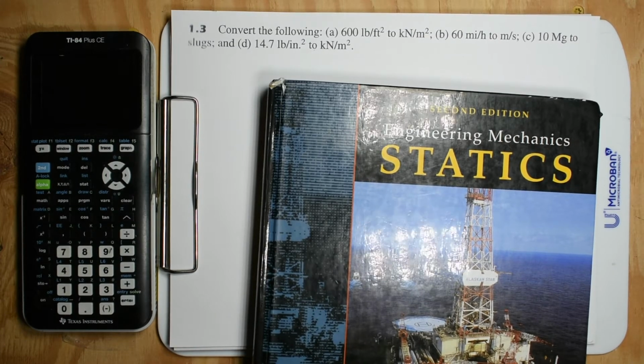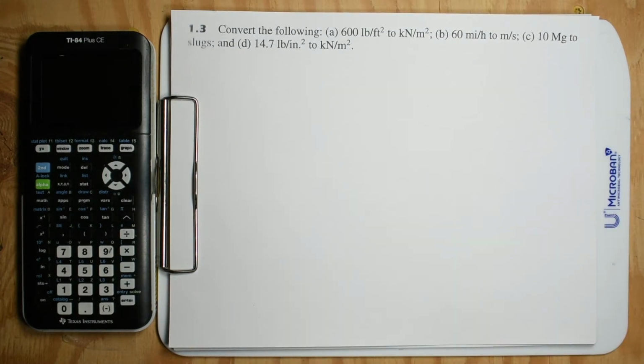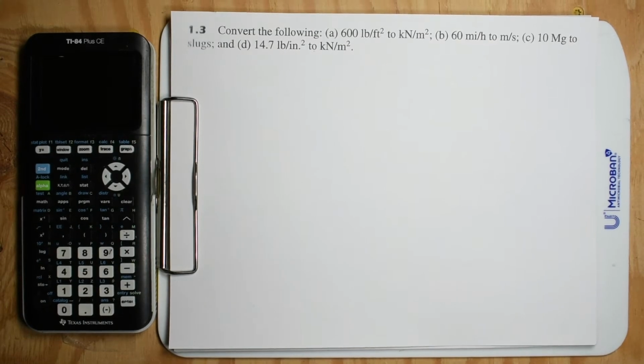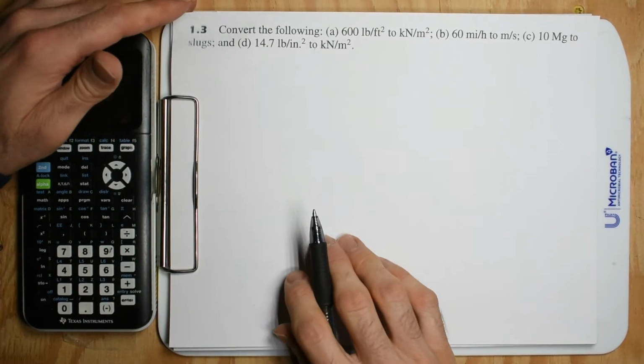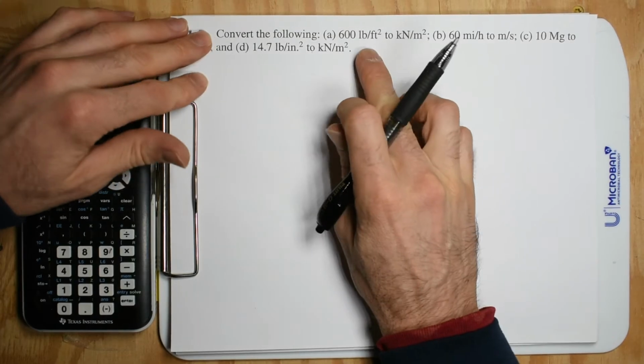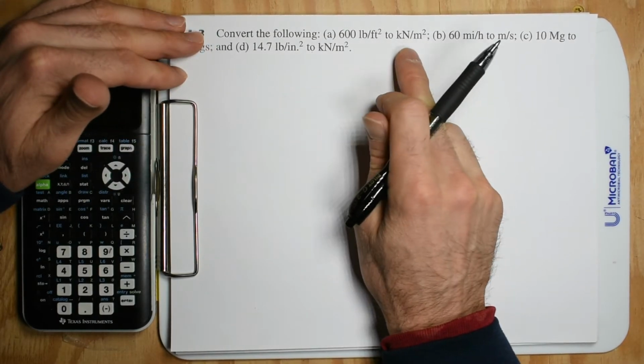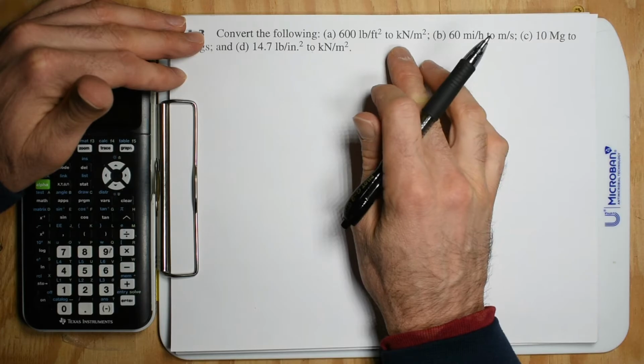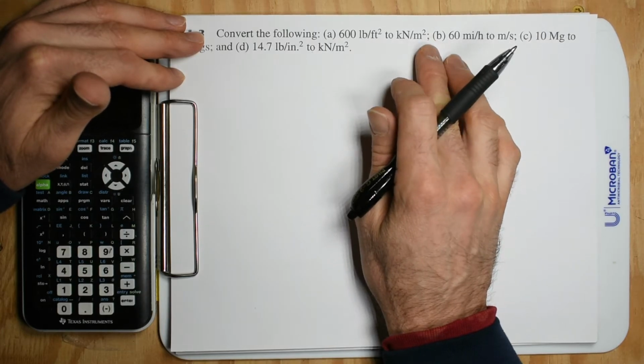Alright, hell yeah. We got statics, first chapter. Here's problem number 3, and we're converting units. Okay, so we want 600 pounds per foot cubed to kilonewtons per meter squared.